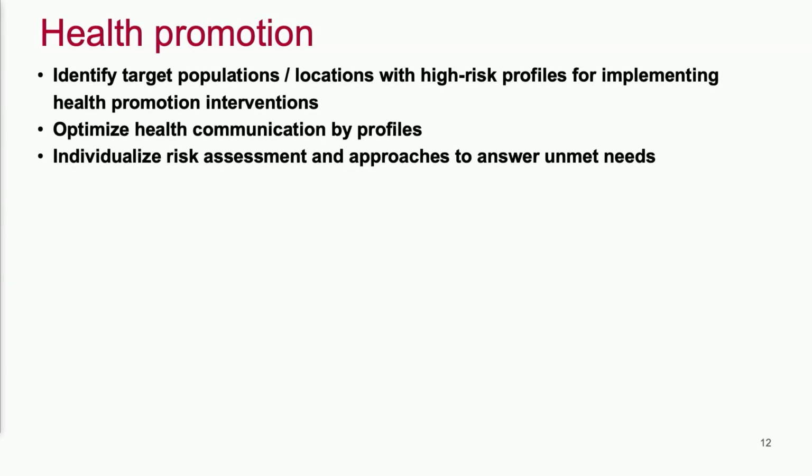The next domain is about health promotion. In this case, we could also use AI methods, for example, to try to identify target populations or locations with high-risk profiles for implementing specific health promotion interventions. It can also help to optimize health communication by profiles, and finally also to individualize risk assessment. So you can use AI methods to individualize this risk assessment and approaches to answer some unmet needs.